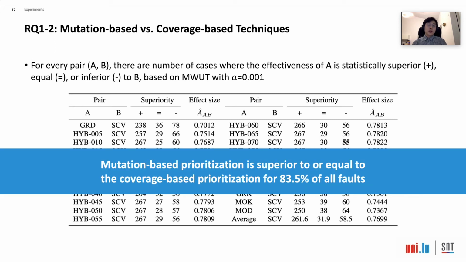Overall, the mutation-based test case prioritization techniques are statistically superior to or equal to coverage-based for around 83% of all subject faults. The average effect size value is around 0.77, which means that the effectiveness difference between the mutation-based and coverage-based is also very large.